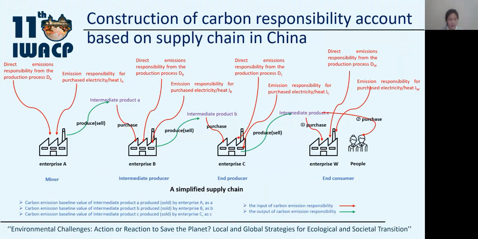Specifically, this can be demonstrated through a simplified supply chain. One thing to note, the end consumer can be either people or enterprises. If people, the carbon emission responsibility is the carbon emission embodied by the products in the supply chain they consume. If enterprises, the carbon emission responsibility should also include the carbon emissions of the production process of the enterprises in the supply chain.